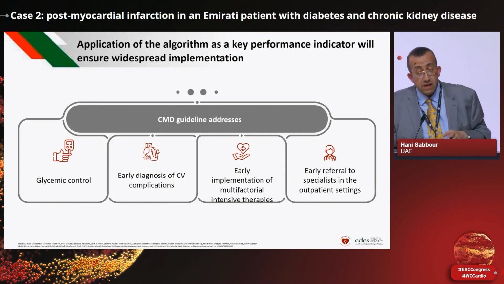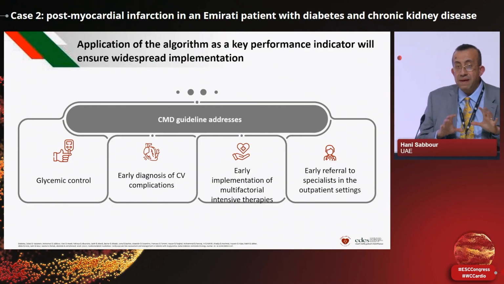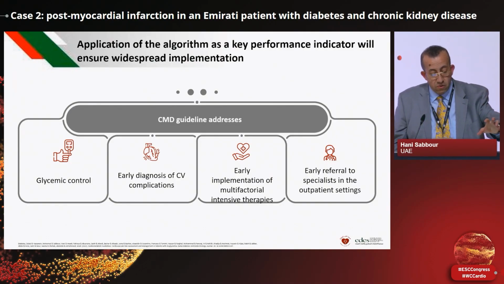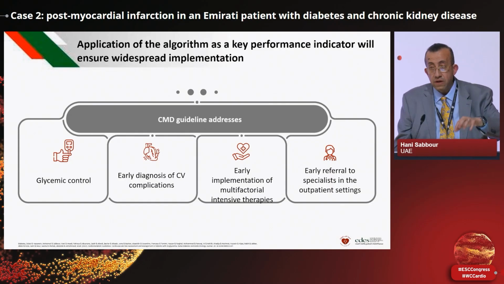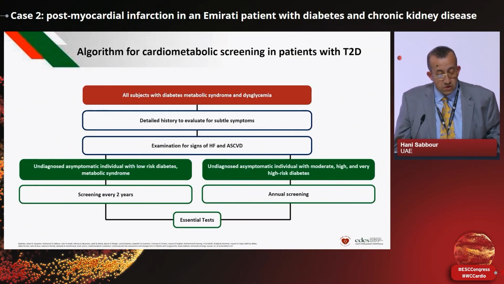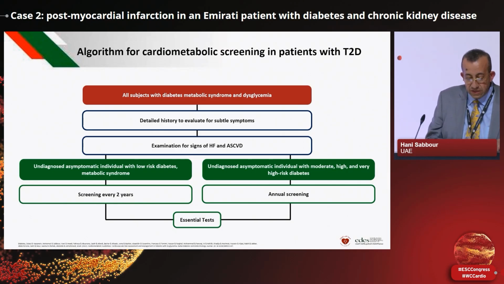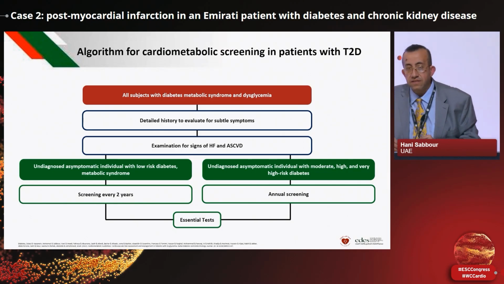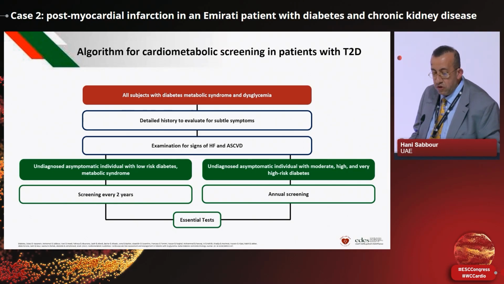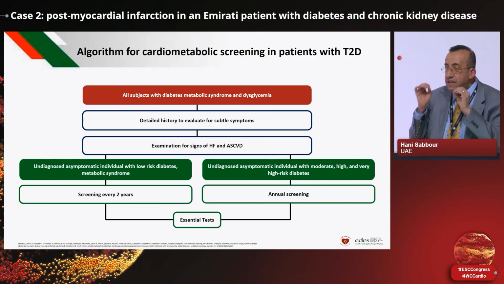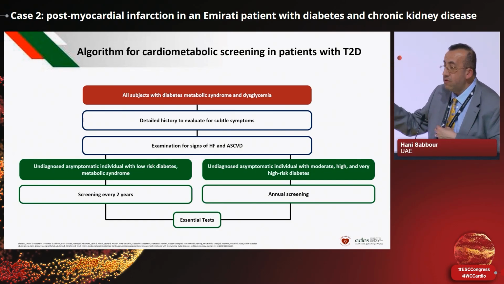So the guideline for us recommends many things. Early diagnosis, multifactorial intervention, early referral to cardiologists and specialists, and also glycemic control. So this is the actual guidance. Detailed history to elicit subtle symptoms. Don't blow it off as patients being not conditioned well, right? This is a very serious symptom in a patient with this amount of risk.